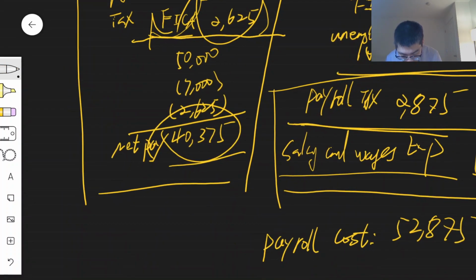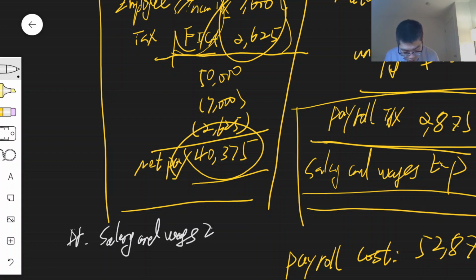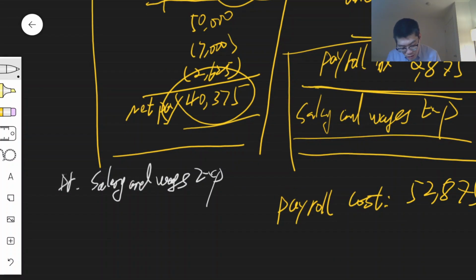First of all, the employer has incurred an expense called salary. Debit salary and wages expense for how much? For $50,000, because we paid $50,000 wages to our employees. That is the only thing we paid to our employees.